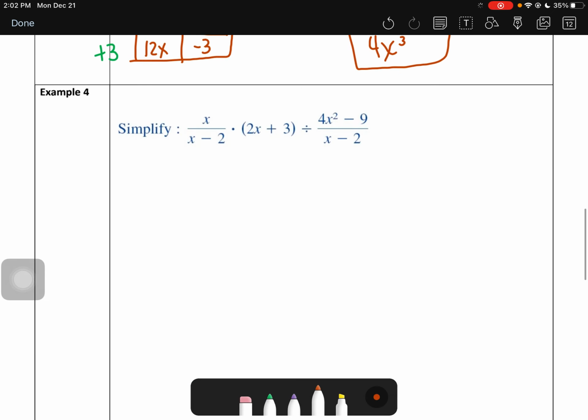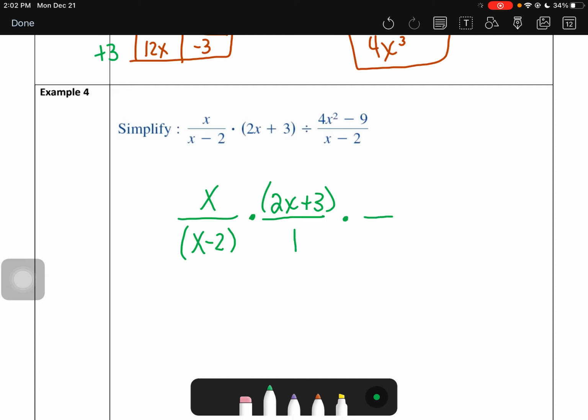All right, in our next example, we're actually going to combine multiplication and division. So in the first example, we'll leave our first fraction as x over x minus 2. But since that can't be factored, we're going to put parentheses. Our second expression of 2x plus 3 is in the numerator, so we'll put a denominator of 1. And then in the last expression, we're going to change the division to multiplication, and we are going to take the reciprocal. So the x minus 2 will be on the top, and on the bottom we'll factor to get 2x plus 3 and 2x minus 3.